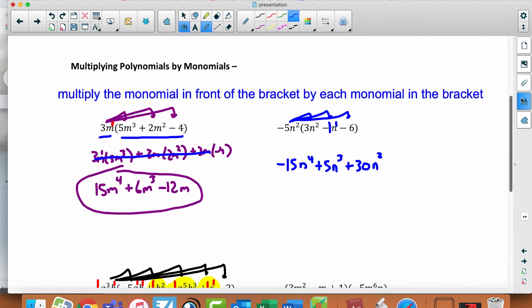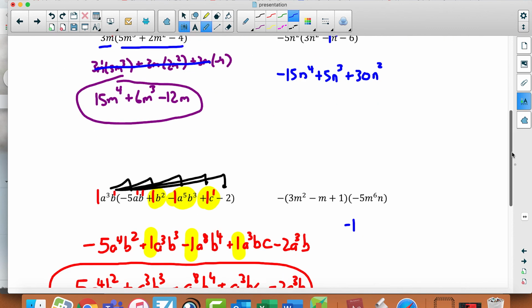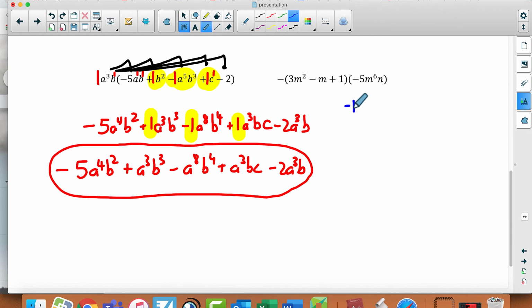But remember, even when we wrote this here, it says multiply the monomial in front. We'd like to have the monomial in front. So why don't we do that? Why don't we leave our negative 1, but move this monomial to the next position. Remember, when you multiply, order doesn't matter. We can write this in any order we want. So I'm going to keep the negative 1. That's what the negative is, negative 1. Now I'm going to write this negative 5m6n, and then I'll write my trinomial, 3m squared minus m plus 1. Okay, now, let's pause a second.